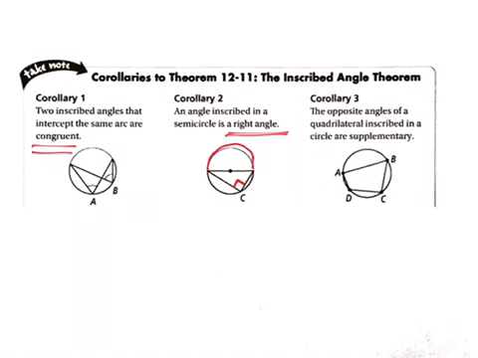And then corollary 3, the opposite angles of a quadrilateral inscribed in a circle are supplementary. So angle D and angle B should add up to be 180, and angle A and angle C should add up to be 180.